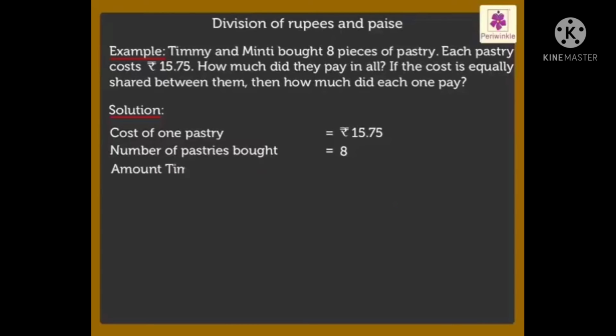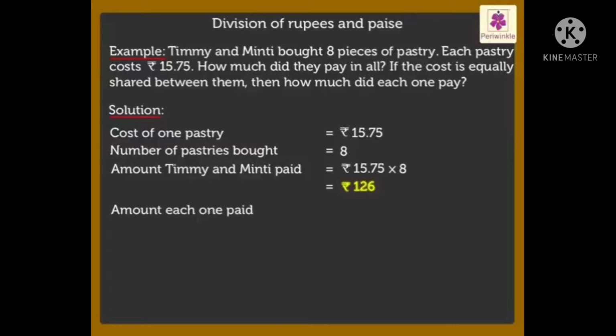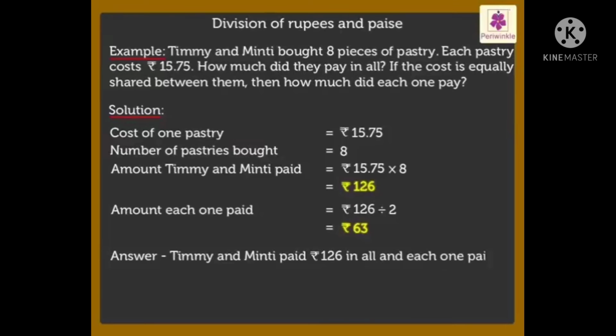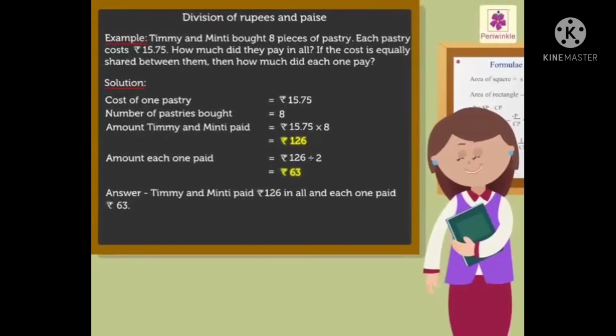So, amount Timmy and Minty paid is equal to rupees 15.75 into 8, which is equal to rupees 126. And the amount each one paid is equal to rupees 126 divided by 2, which is equal to rupees 63. Thus, Timmy and Minty paid rupees 126 in all, and each one paid rupees 63. Kids, why not try solving few problems at home and understand in a better way?